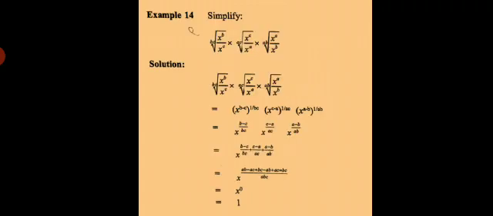Next sum. Simplify the square root of, in the square root there is a BC root of x raised to b upon x raised to c into AC root of x raised to c upon x raised to a into AB root of x raised to a upon x raised to b. Question is just simplify.